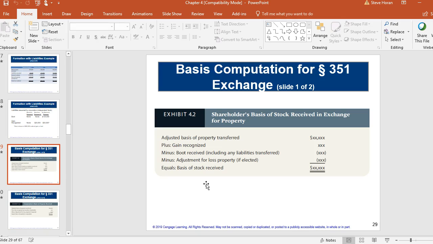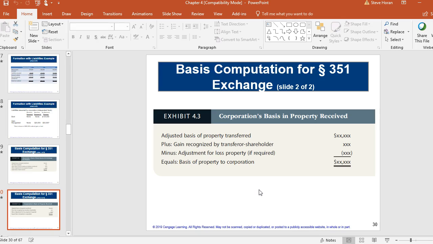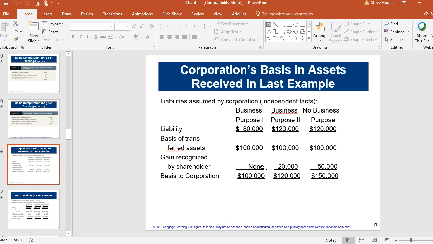And then the basis computation for a Section 351 exchange is what that computation looks like. The adjusted basis of property plus gain recognized minus boot received minus adjustment for property loss, if so elected, gives you the basis of the stock received, which of course is important if you go and sell the stock at some point in the future and determines what your capital gain or loss would be. And then this talks about adjusted basis of property transferred plus gain recognized minus adjustment for lost property, and so on. So this is the corporation's basis then.